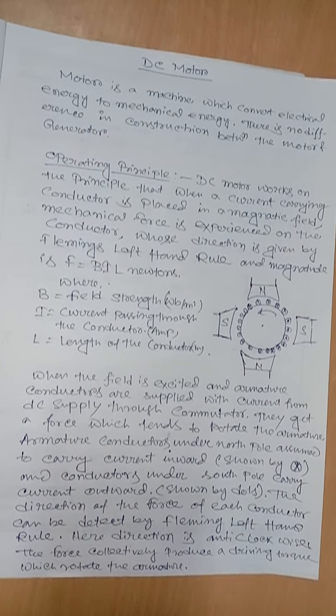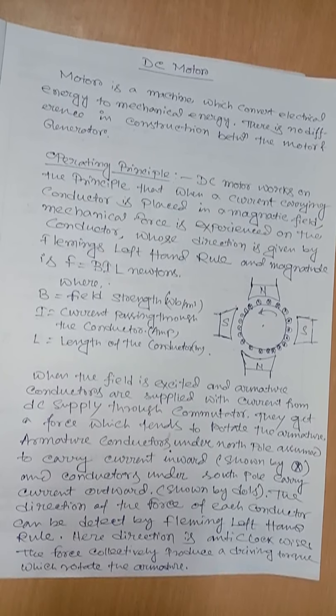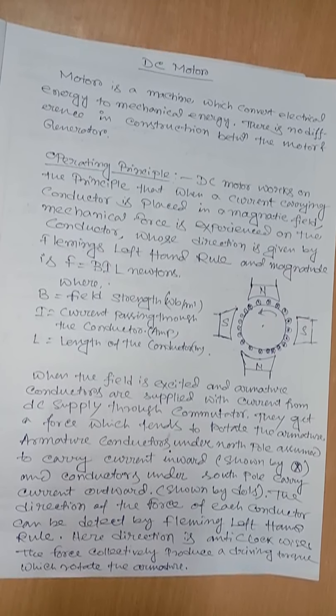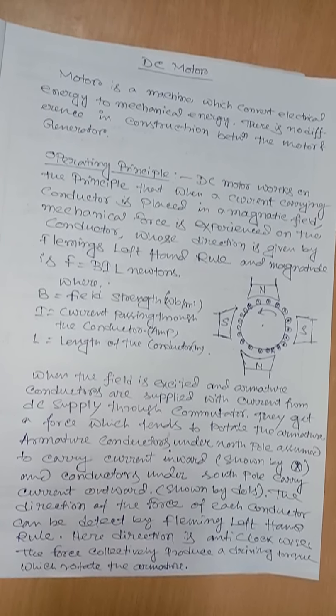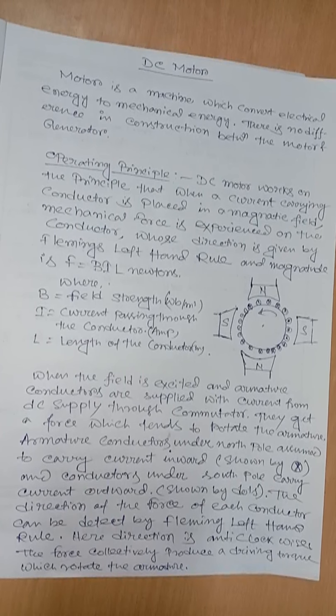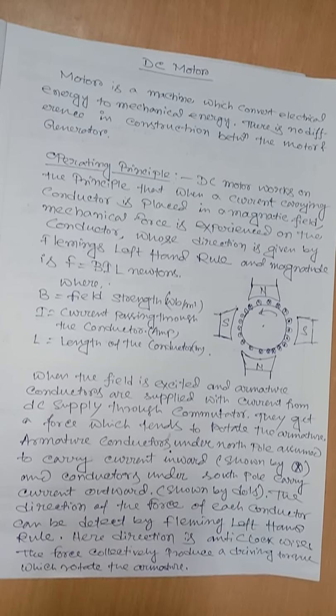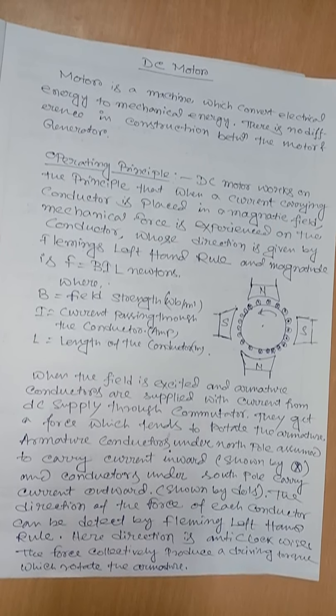Now the direction of the force on each conductor can be determined by Fleming's left hand rule. Here the direction is anti-clockwise, so the forces collectively produce a driving torque which rotates the armature. So these are the operating principles.